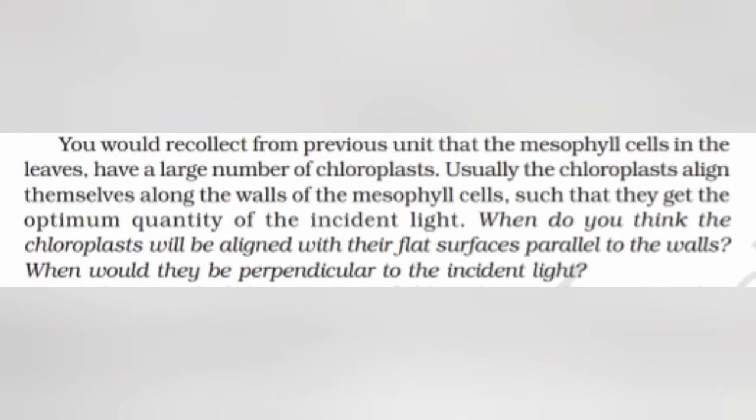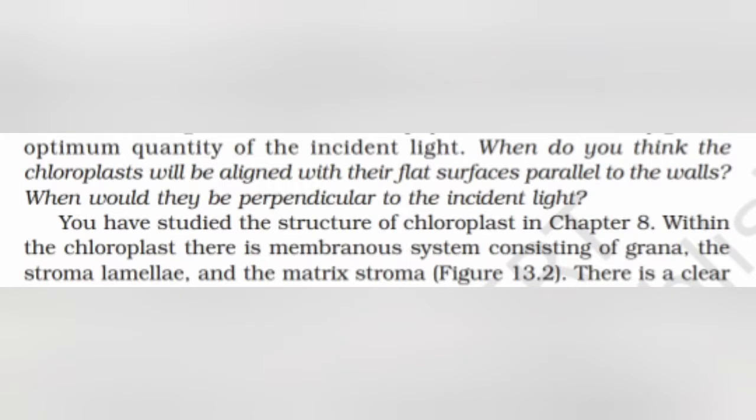You would recollect from the previous unit that the mesophyll cells in the leaves have a larger number of chloroplasts. Usually, the chloroplasts align themselves on the wall of the mesophyll cells such that they get the optimum quantity of incident light. When do you think the chloroplast will be aligned with their flat surface parallel to the walls? When would they be perpendicular to the incident light?